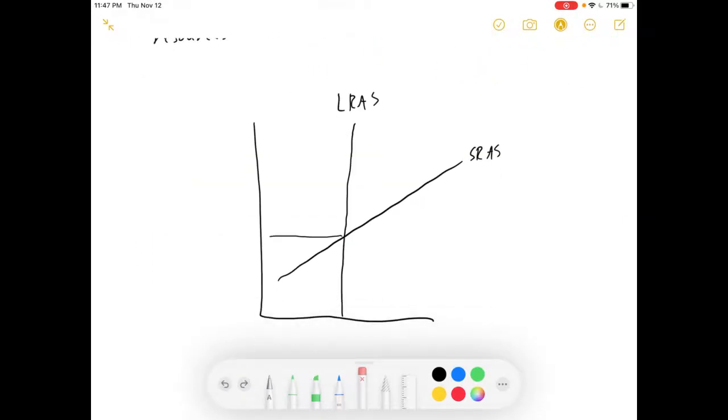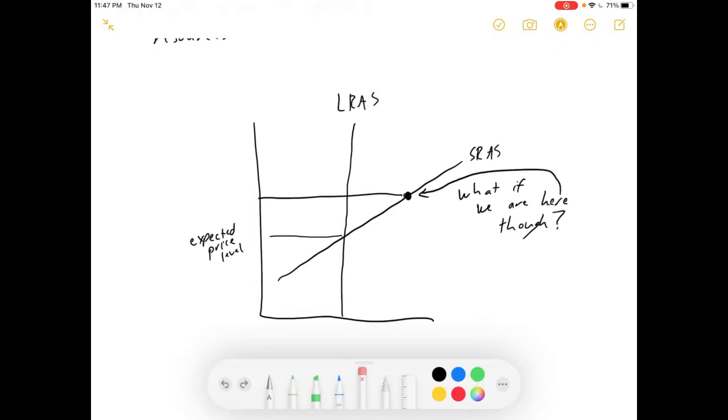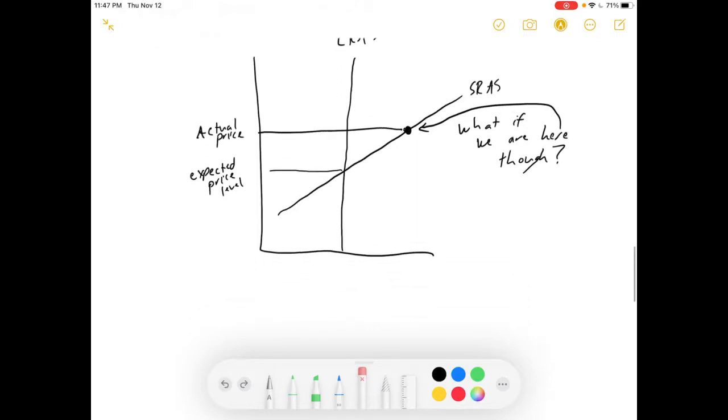Let's look at this. Here's expected price level. What if we're not at the point where short run and long run interact with each other though? What if instead we're here? Oh, that means that the actual price level is not the same as the expected price level. The actual price level, in this case, is greater than the expected price level.